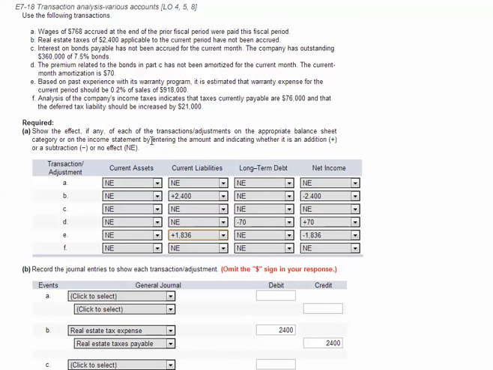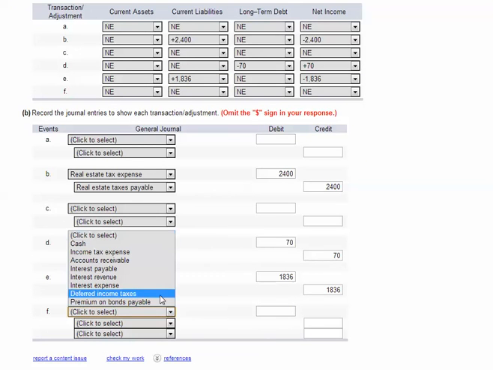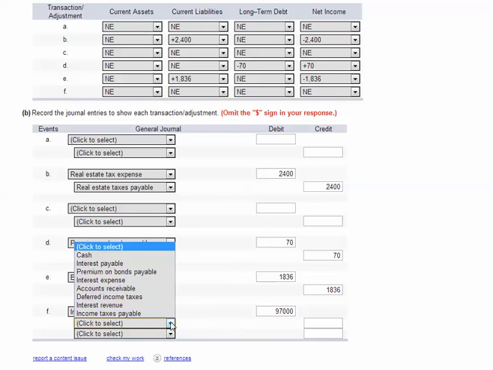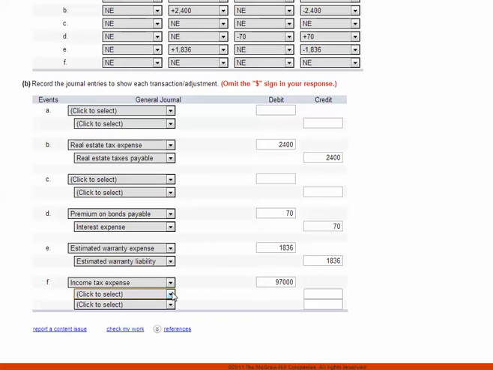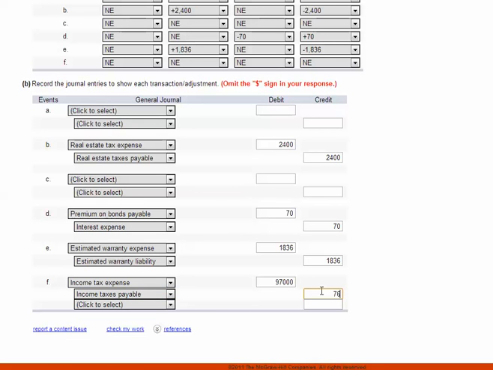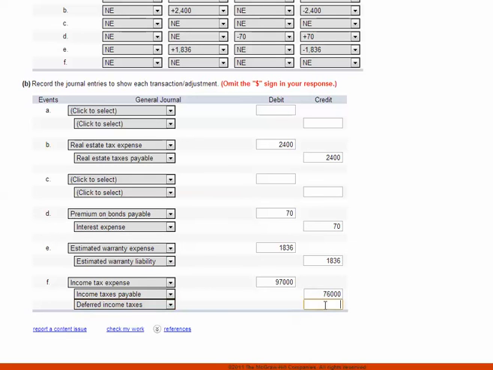Let's see if there's any more. Yeah, let's do the F. That looks a little tricky. Analysis of the company's income taxes indicates that taxes currently payable are $76,000 and that a deferred tax liability should be increased by $21,000. Woo! Okay, so our income tax expense in this case is going to be the sum of those two added together, which is $97,000. Then we are going to credit our income taxes payable, increasing our liabilities here, $76,000, and also increasing our deferred income taxes payable, $21,000.